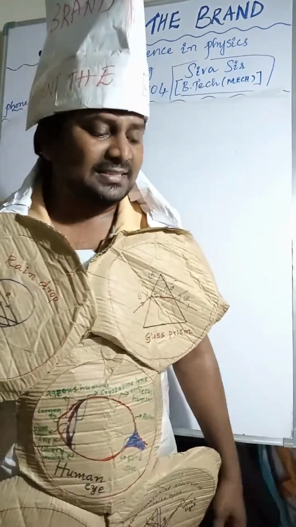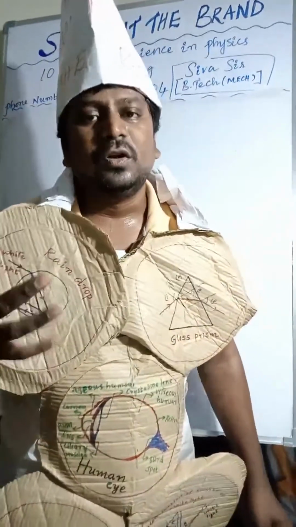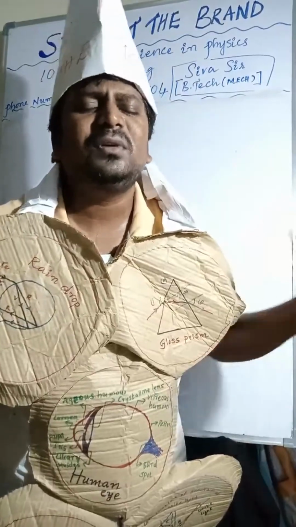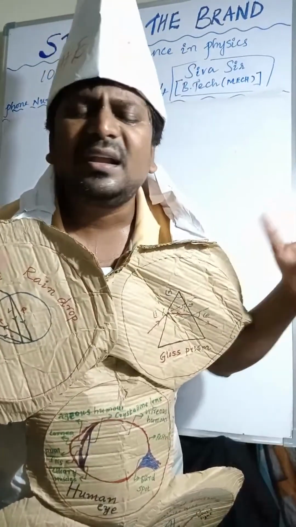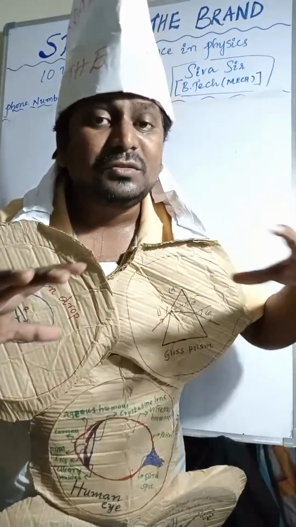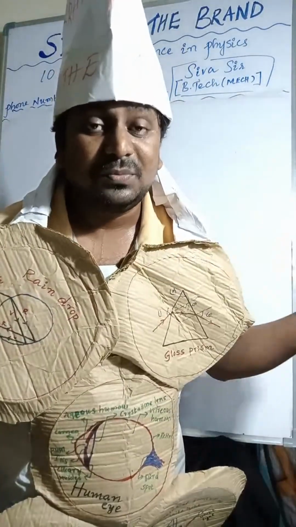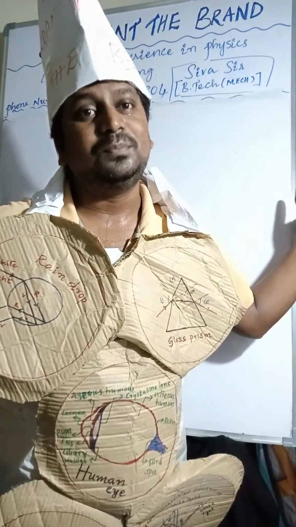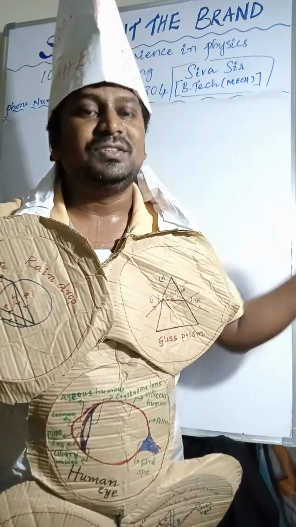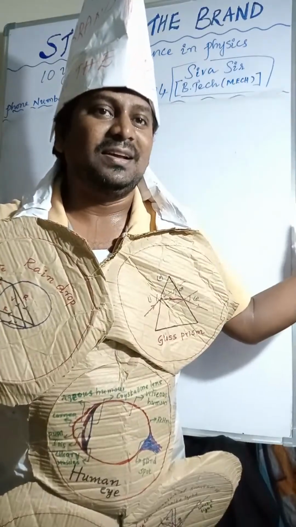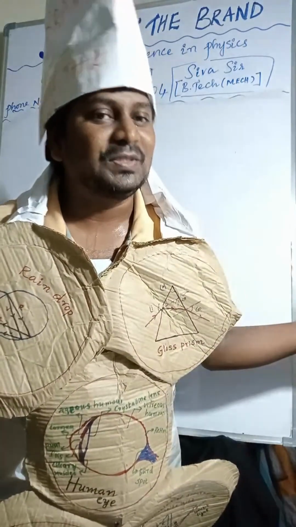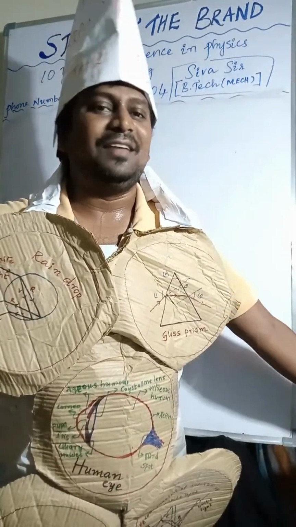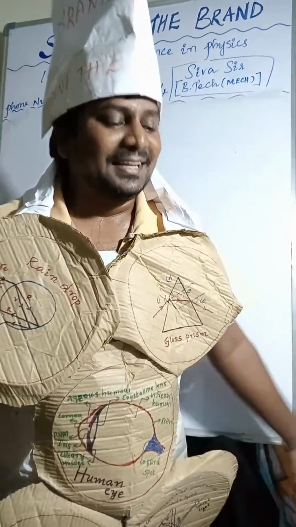So we can see all the things, right? If you close your eyes, you can't see anything. Once you open your eyes, you can see the beautiful world around us. Yes or no? So today we are going to discuss the human eye and the colorful world.